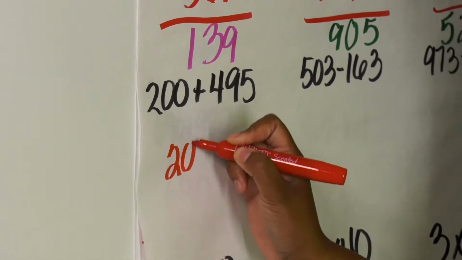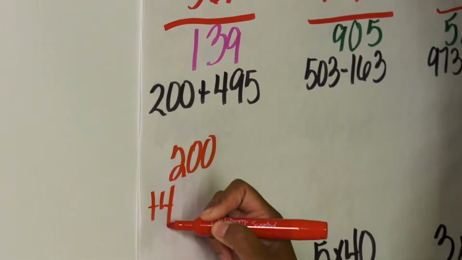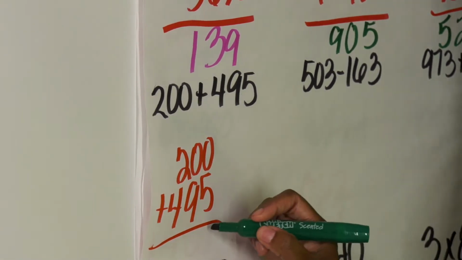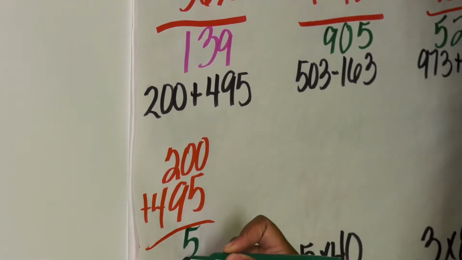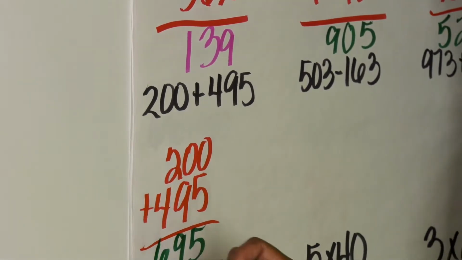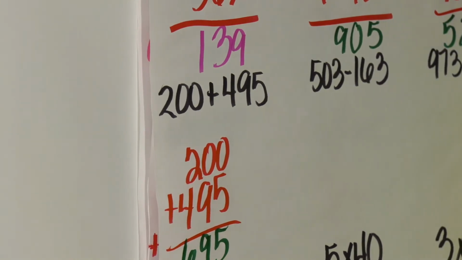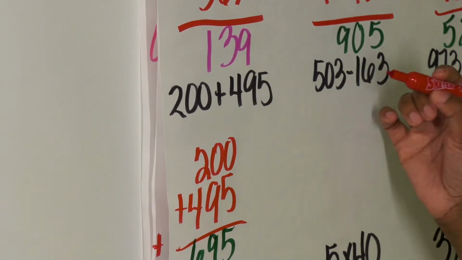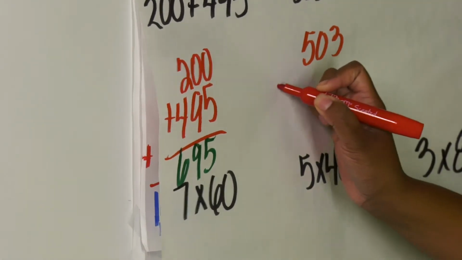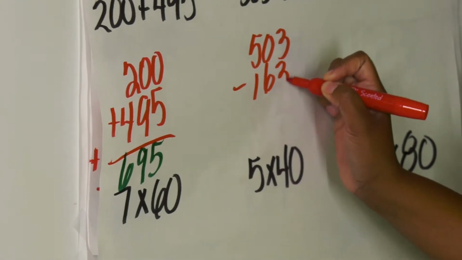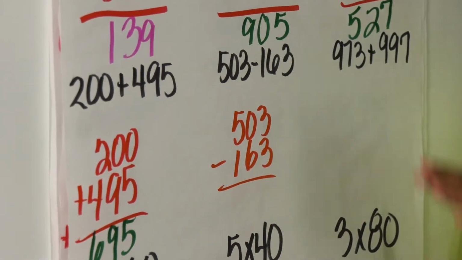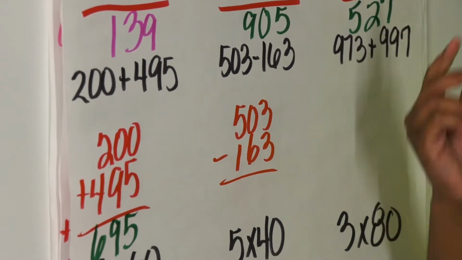All right. 200 plus 495. We're adding this time. Don't forget to line up your place values. 0 plus 5 is 5. 0 plus 9 is 9. And 2 plus 4 is 6. 695. Now for some of you, I know you may say this is basic, but this is how you become a fluent adding and subtracting mathematician. Being able to do the basics just like that.